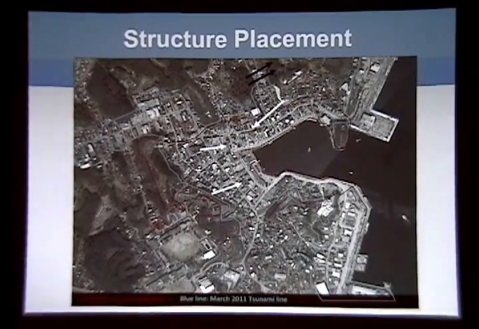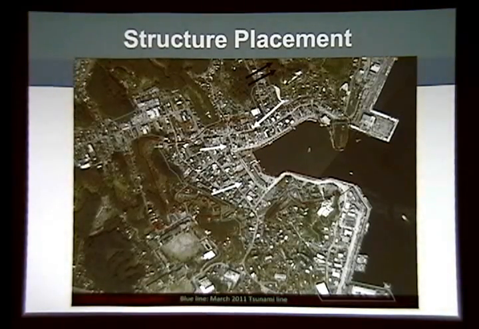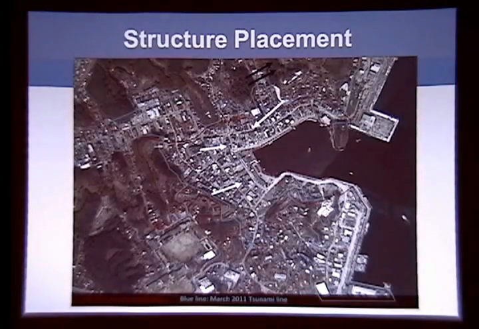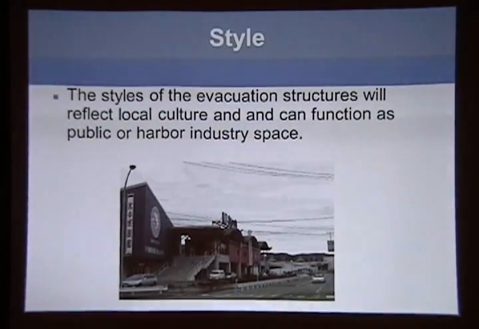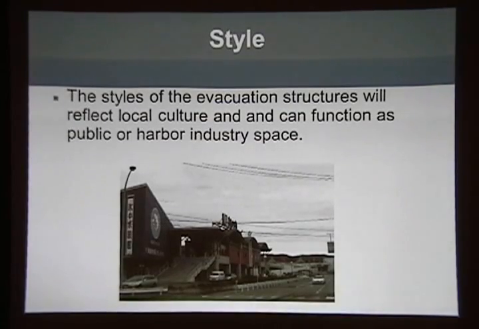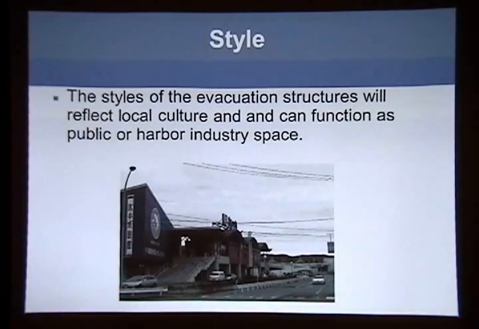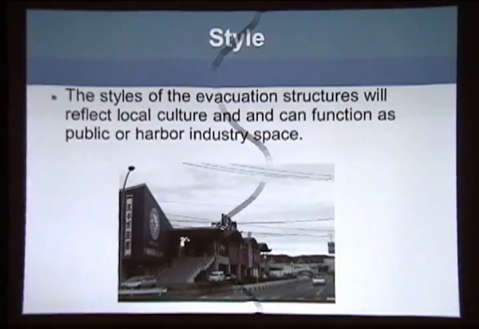The white arrows indicate locations of evacuation structures, while the black arrow on top is the location of the bridge. And the style should fit into the pre-existing Kesennuma style, definitely stay touristy but not too industrial. And this picture is a perfect representation of what my design was.